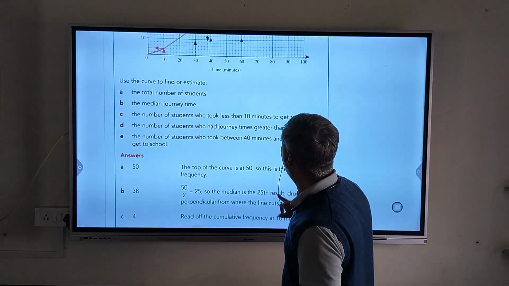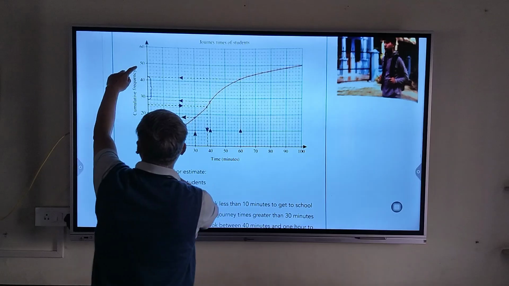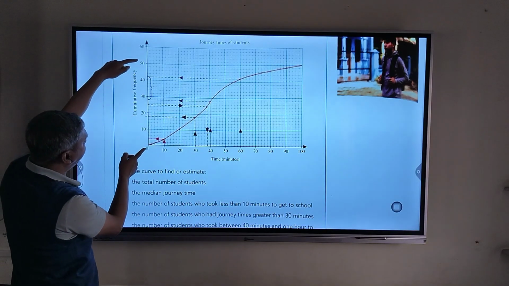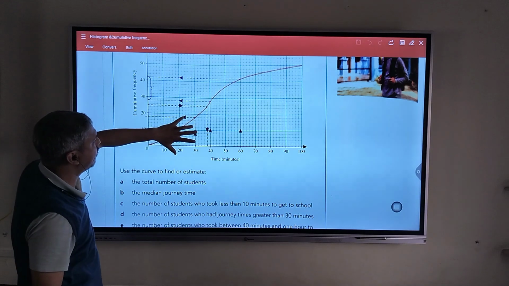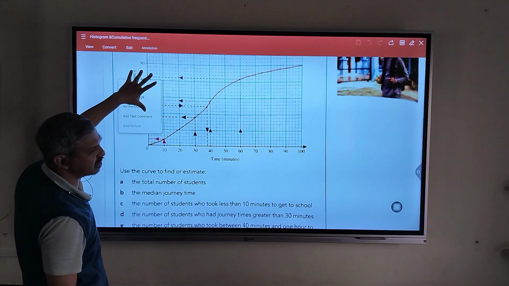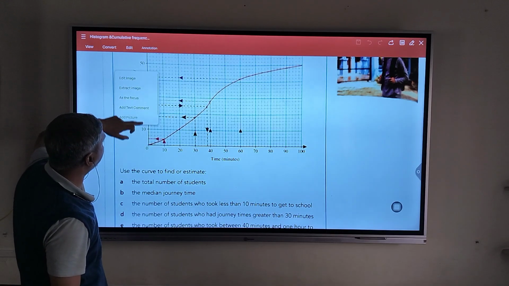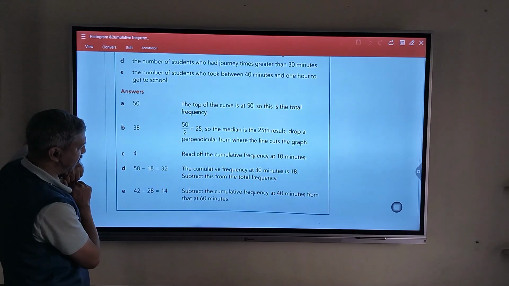Oh, 50 is it? Oh yeah, sorry. This is in minutes. The number of students is 50. Out of 50, 18 are taking 30 minutes or lesser. So more than 30 minutes would be taken up by the remaining students. How many remaining students? 50 minus 18 is 32.